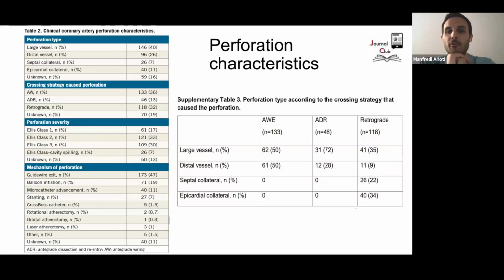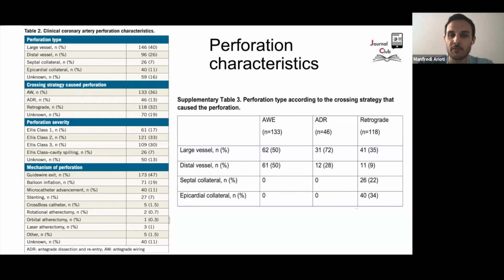And turning to the perforation characteristics, this is quite interesting. Most of the perforations in the registry were actually large vessel perforations. And the crossing strategy that actually caused the perforation was more often antegrade wiring or retrograde wiring. Perforation severity was more or less balanced through the Ellis classification.